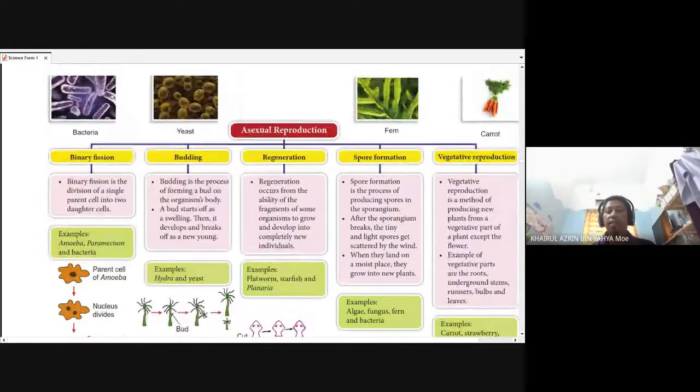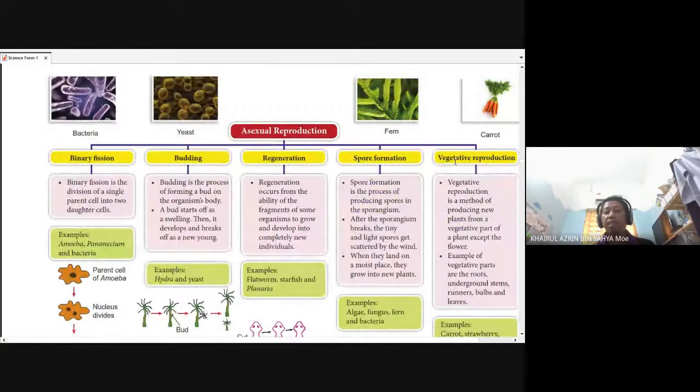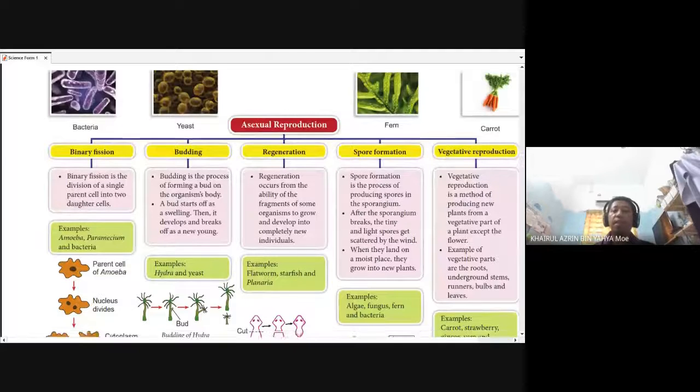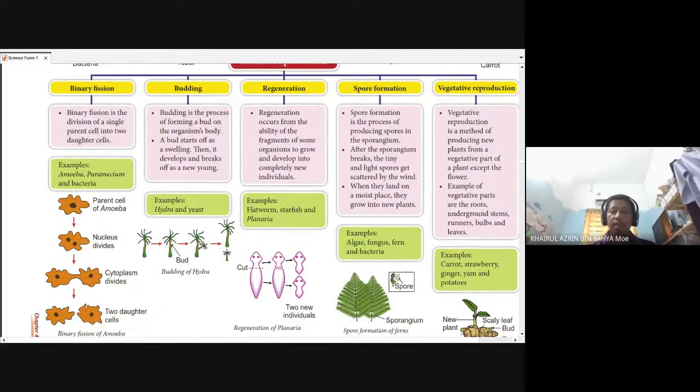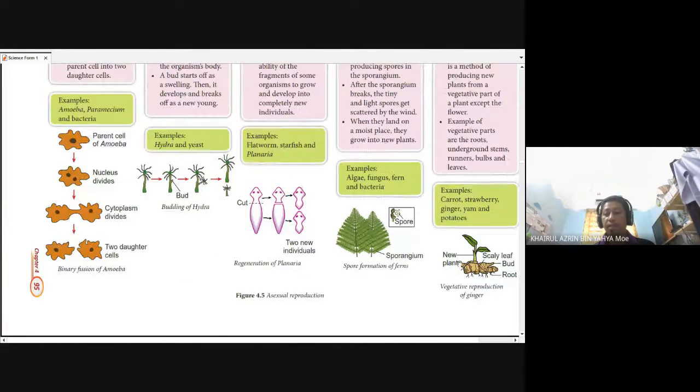And then for the last example here, carrot, from vegetative reproduction. Vegetative, sayur. Vegetative reproduction is a method of producing new plants from a vegetative part of a plant except the flower. Examples of vegetative parts are the roots, underground stems, runners, bulbs, and leaves. So examples are carrot, strawberry, ginger, yam, and potatoes. On this diagram, we have a ginger, and this is the bud, this is the root. And then we have a new plant on top of the ginger.